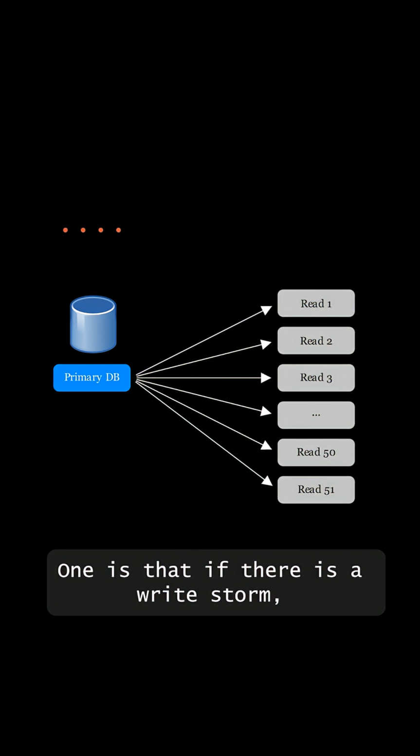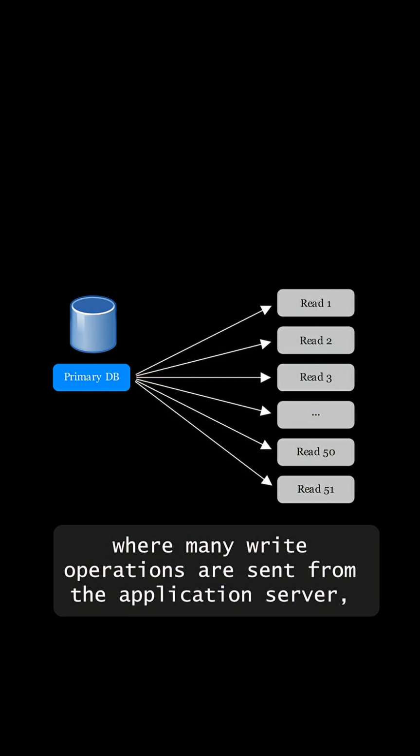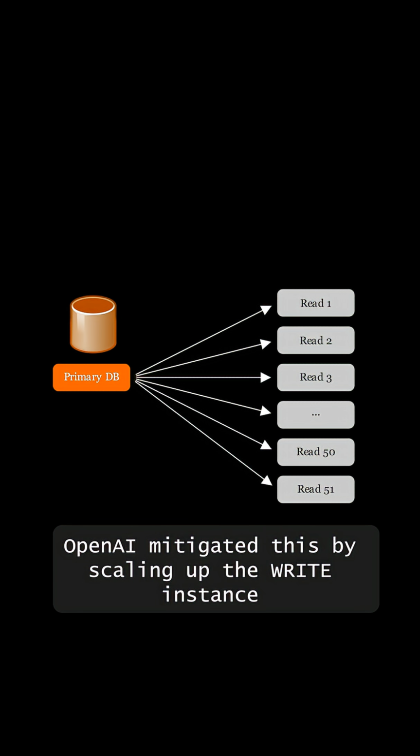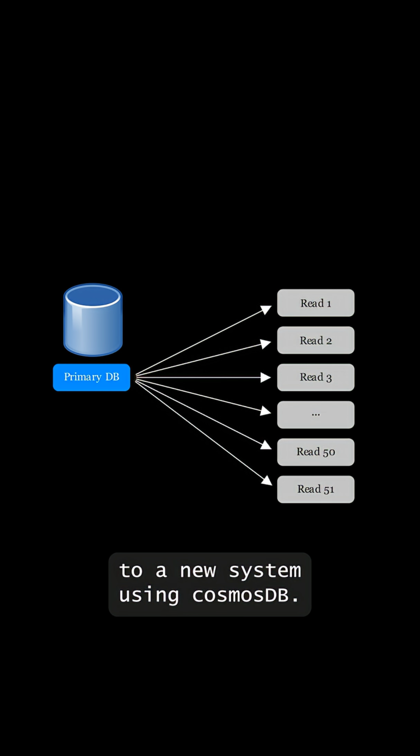One is that if there is a write storm, where many write operations are sent from the application server, the single write instance becomes the bottleneck. OpenAI mitigated this by scaling up the write instance and moving the write-heavy workloads to a new system using Cosmos DB.